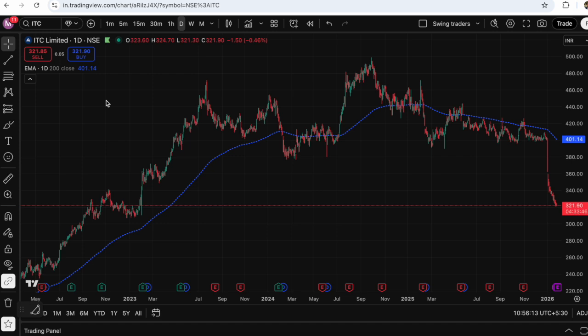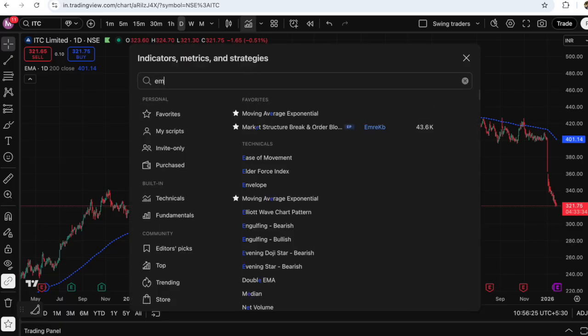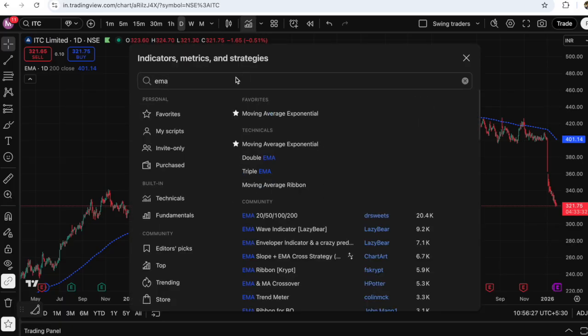We can see in TradingView whether your stock is in a death crossover or a golden crossover. To do that, first you have to click on indicators and then select EMA. We already have one EMA, the 1 day 200 EMA, which is to identify whether your stock is in momentum or not.